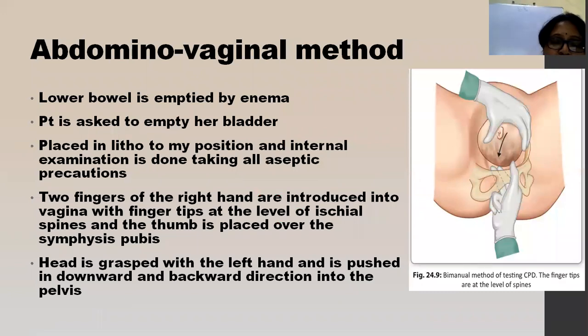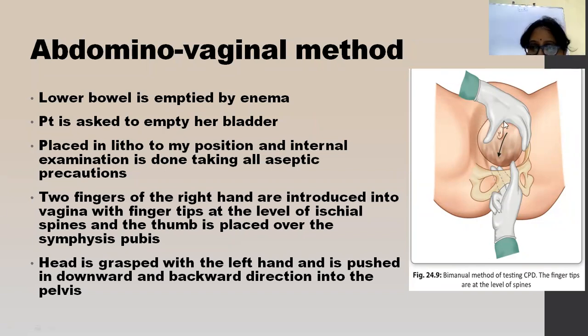Next is the abdomino-vaginal method, which is the Muller-Munro Kerr method. Here, the patient is asked to empty her bowel by enema, and she is asked to empty her bladder before the procedure. She has to lie down in the dorsal position with the thighs flexed, or she can be placed in lithotomy position, and internal examination should be done taking all aseptic precautions. The procedure has to be explained to the woman prior to doing the procedure, and consent has to be taken. Whatever you do to the patient, you have to explain and take the consent, which is very, very important.